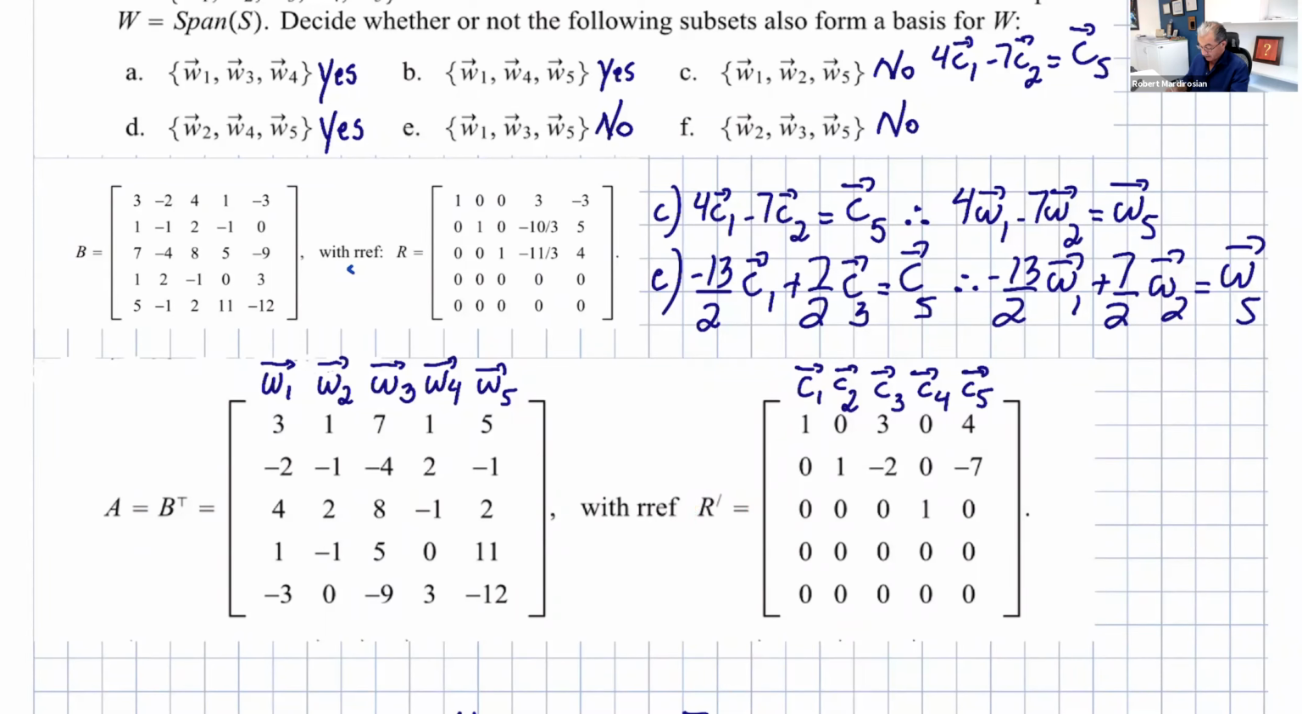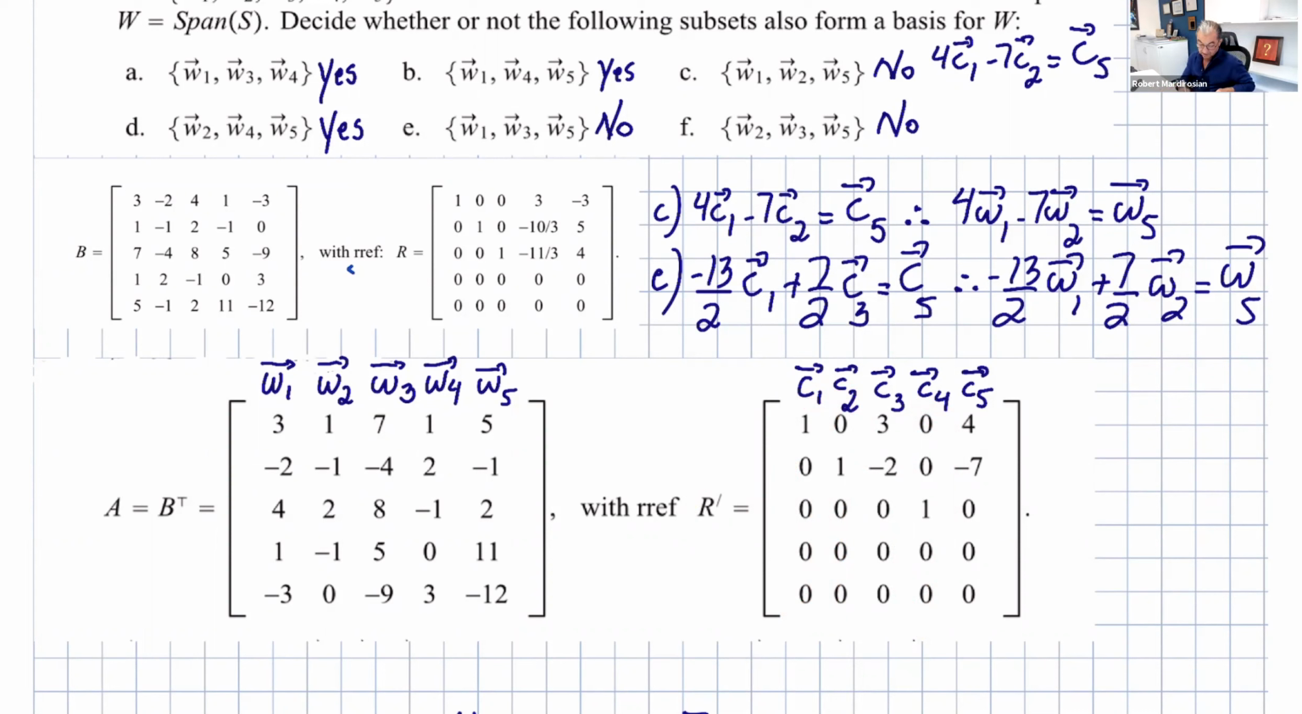And when you find that, you're going to get 3 pivot columns: 1, 2, and 3, so C1, C2, and C4. We know for sure these are linearly independent because they are pivots, so they can form a basis. But is that the only basis?